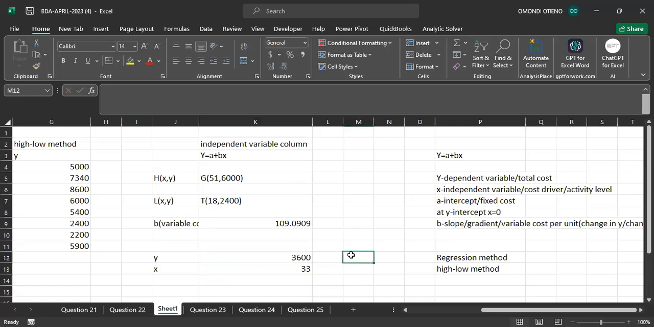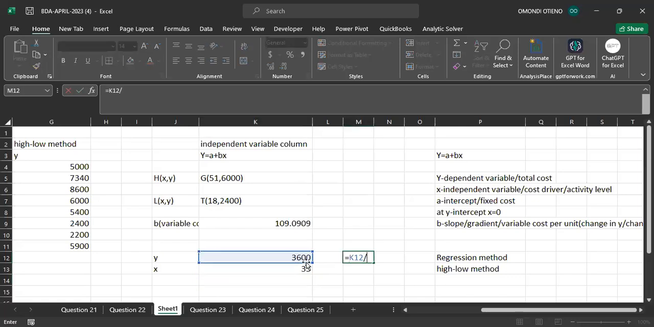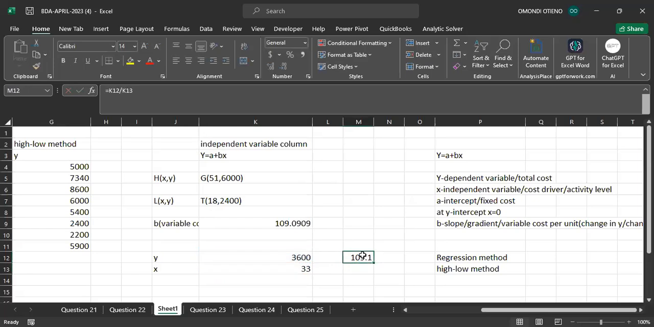So what is the formula? Change in Y over change in X. If that is done, we are getting 109.0909. So is it clear to somebody now? Irene, confirm. Emily, confirm. Good. That's how we are getting the value of B.